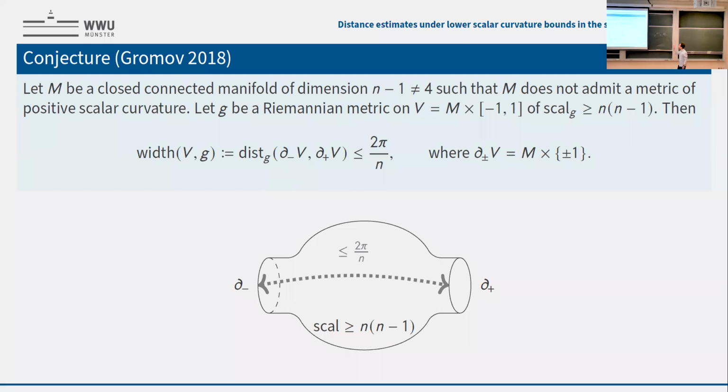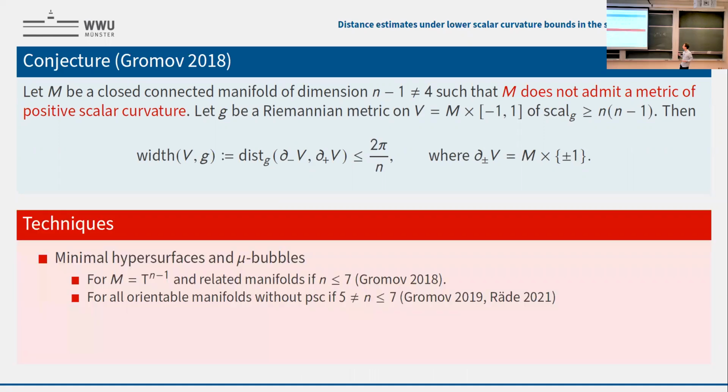How do you go about proving such things? So first of all, there is this condition that M does not admit a metric of positive scalar curvature. So you need to have some examples which do not admit metrics of positive scalar curvature. And there we have different techniques to show that we have such examples. And these techniques, you can then try to modify them in a way that you can prove such a result, perhaps. So one of the standard techniques that we have is minimal hypersurfaces and mu bubbles, which we've already seen in this conference so far. And especially mu bubbles can be used to prove this conjecture.